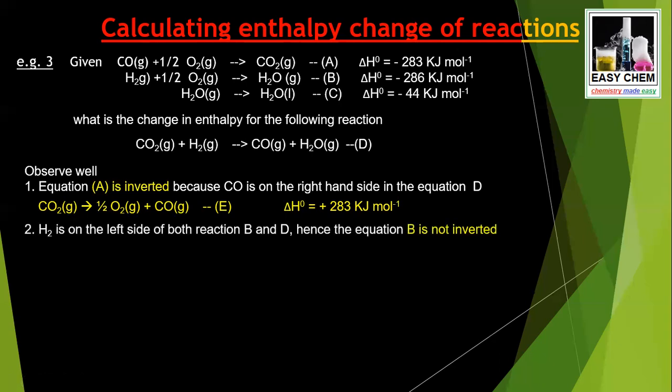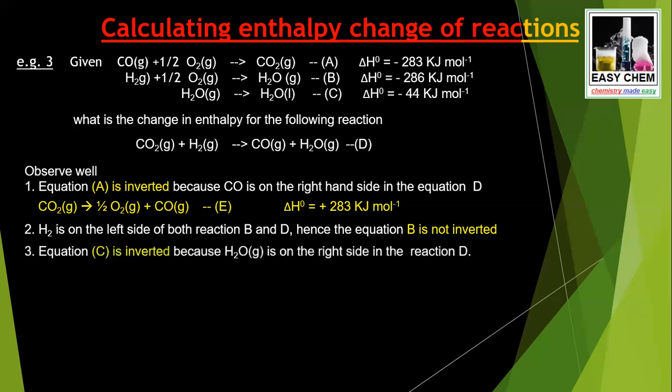Now we go to the second point. Just look at this first. In equation B, we have hydrogen on the left-hand side. And in equation D, hydrogen is also on the left-hand side. So I don't think we have to make any change to reaction B. H2 is on the left-hand side of both reactions B and D. Hence, equation B is not inverted. You take it as it is. And go to the third point.